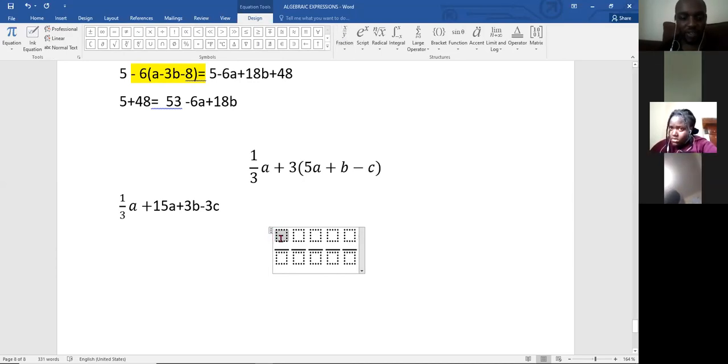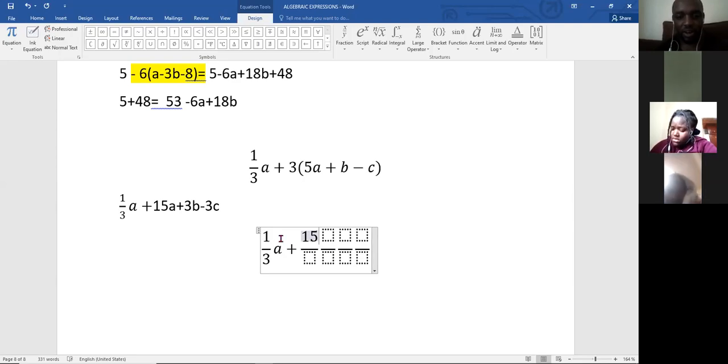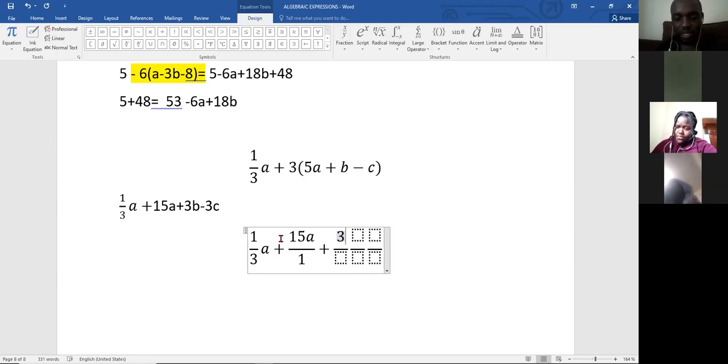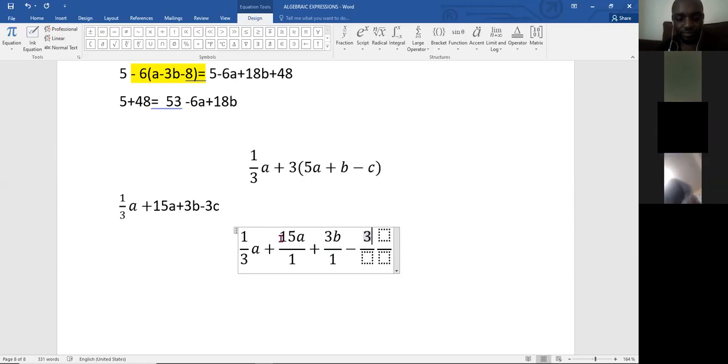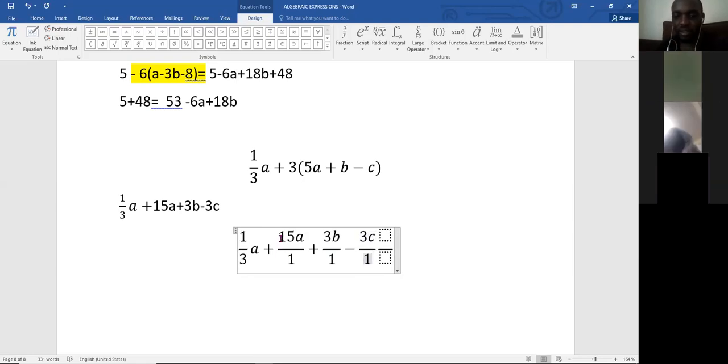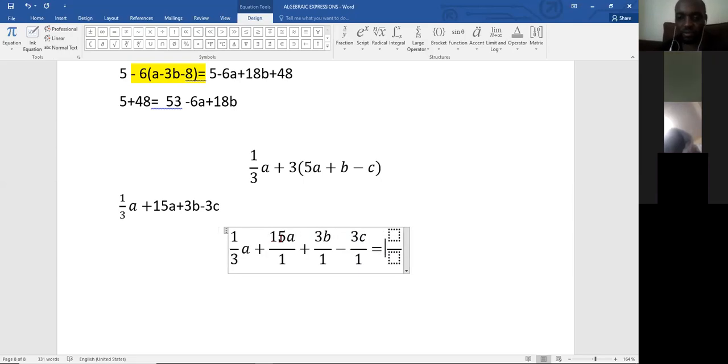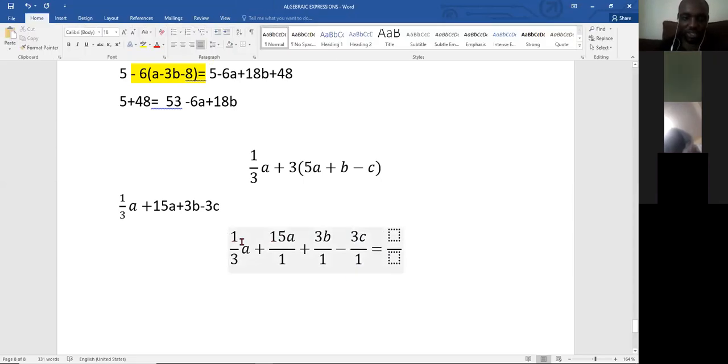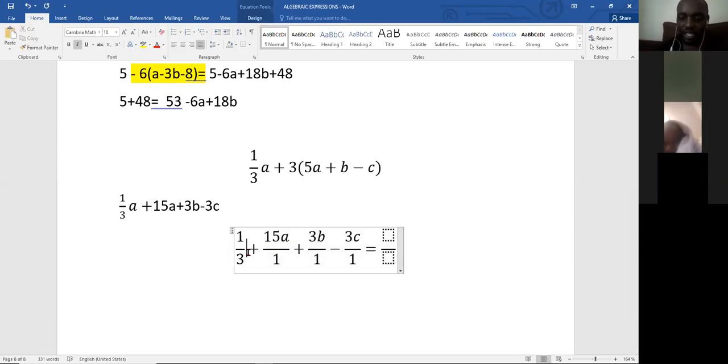So I come here and say 1 over 3a plus 15 is going to be 15a over 1. Okay, that does not change the value of 15. Then 3b is going to be 3b over 1. And here we have minus 3c over 1. So it is equal to, so we ask ourselves, what is 1a? 1 over 3a is the same as 1a. So I can even remove this a here and put it here at 1a.